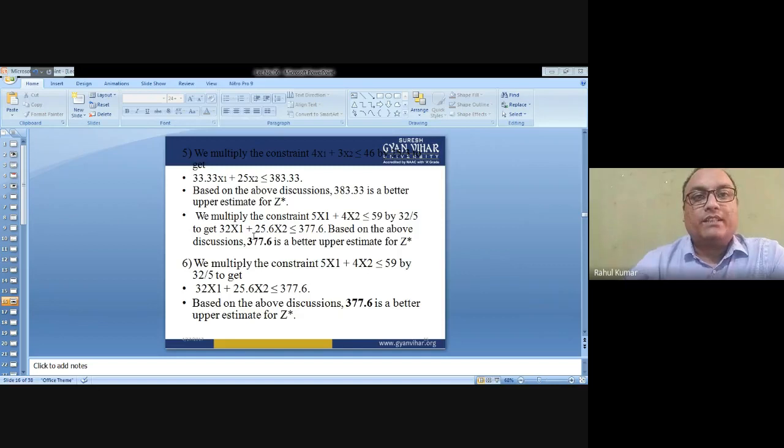Then we multiply the constants, 4x1 plus 3x2 less than or equal to 46 by 25 by 3, to get this type of value, and this will give a Z of 377.6, which is the better upper estimate for Z star. So based on the above discussion, 377.6 is the better upper estimate for Z, right?